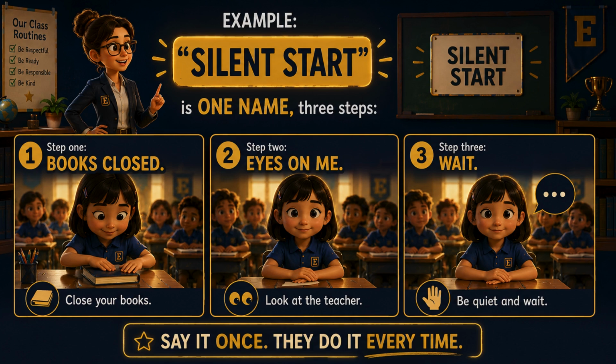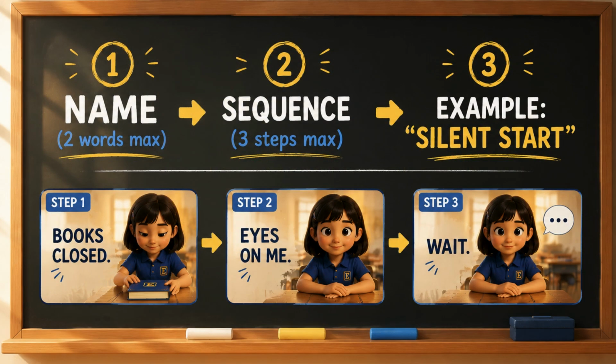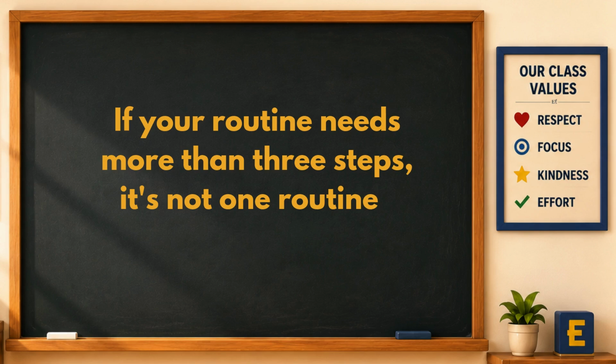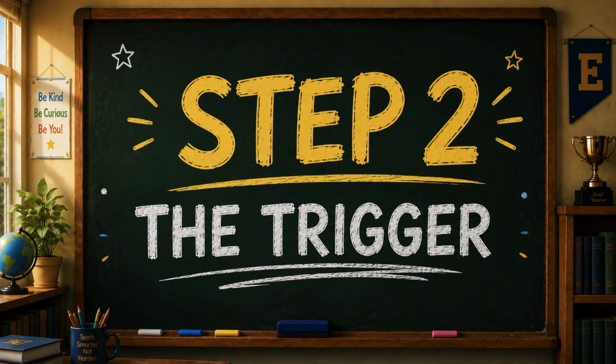3, example. Silent start is 1 name. 3 steps. Step 1, books closed. Step 2, eyes on me. Step 3, wait. That's it. Say the name. Every student runs the sequence. Done in 8 seconds. Rule of thumb. If your routine needs more than 3 steps, it's not 1 routine. It's 2. Split it.